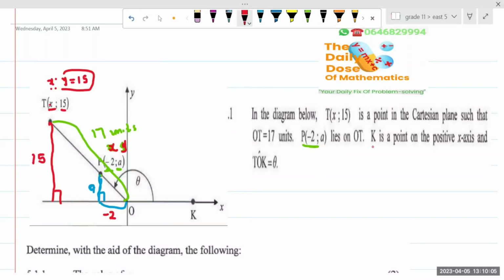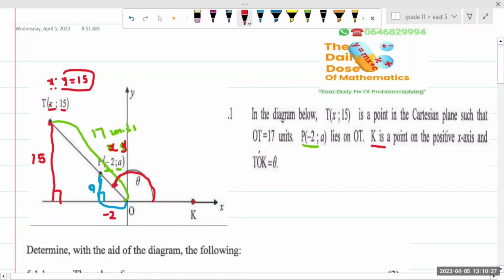Yes. And then after that, they say we have K is a point on the positive x-axis. So we have another point here, which is point K. And then they say the angle KOT. So this whole angle here, again, we measure our angles from the positive x-axis. So if we go from here to here, we have theta. Now this theta here is applicable for both triangles.